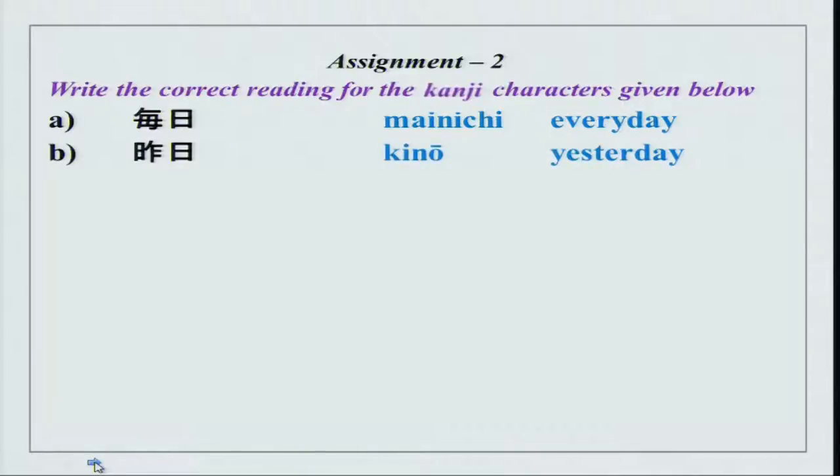Now, the second one is, as we always do, write the correct readings of the kanji characters given below. I have the meanings also listed for you here. You can also check the meanings. This is also for practice. Well, the first one is mainichi. Kino. Tokyo, which is a place.